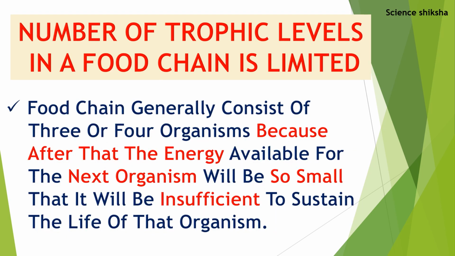Now, the number of trophic levels in a food chain is limited. A food chain generally consists of 3 or 4 organisms, because after that the energy available for the next organism will be so small that it will be insufficient to sustain the life of that organism.